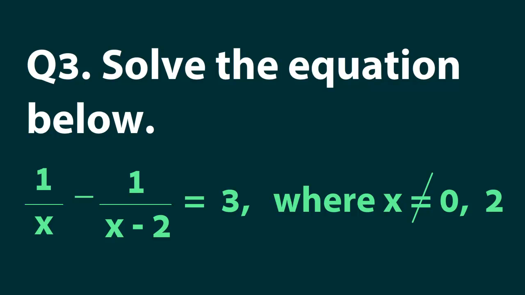Let's find out how we solve this equation below. 1 by x minus 1 divided by x minus 2 equals 3, where x is not equal to 0 and 2. It's important to understand why x is not equal to 0 and 2.